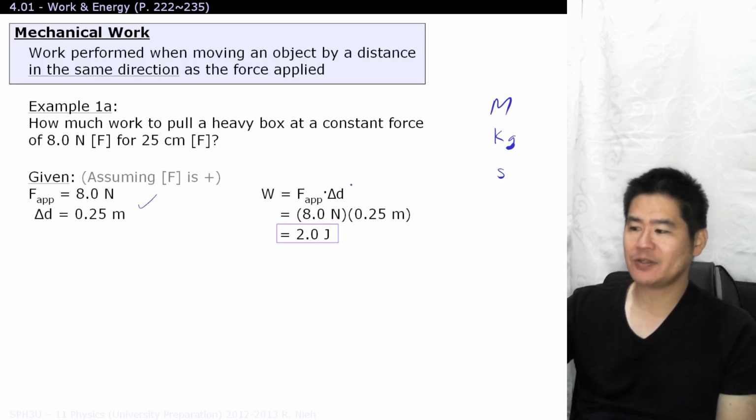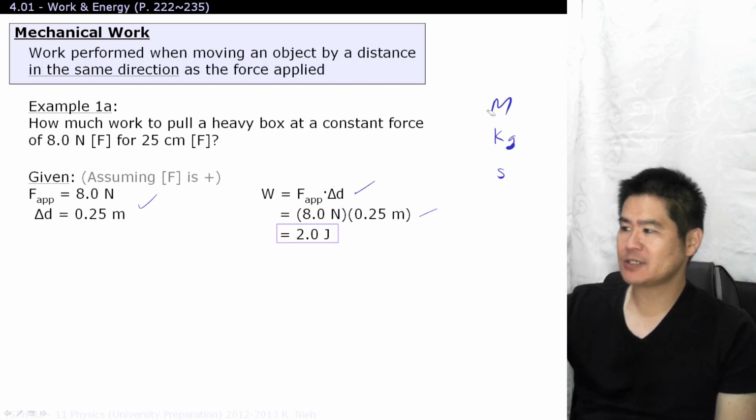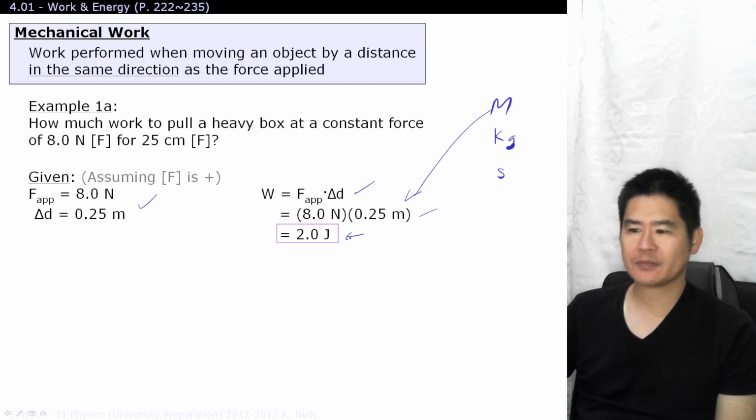Start with your givens. Show me your formula. Sub everything in, making sure that your distances are measured in meters. And your final unit will be in joules.